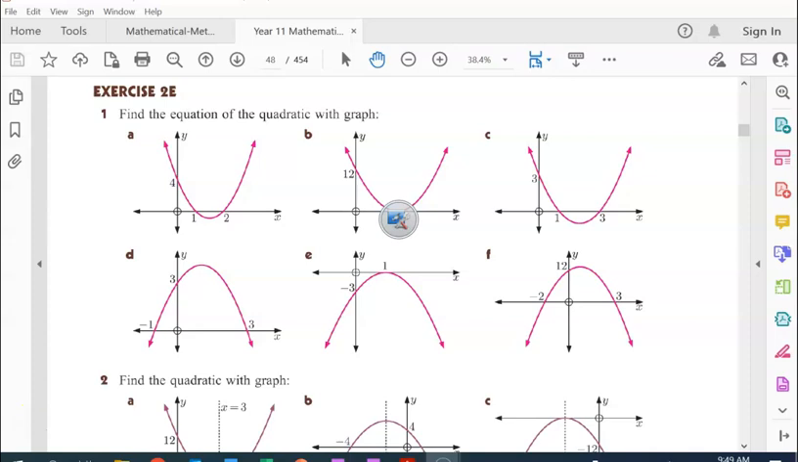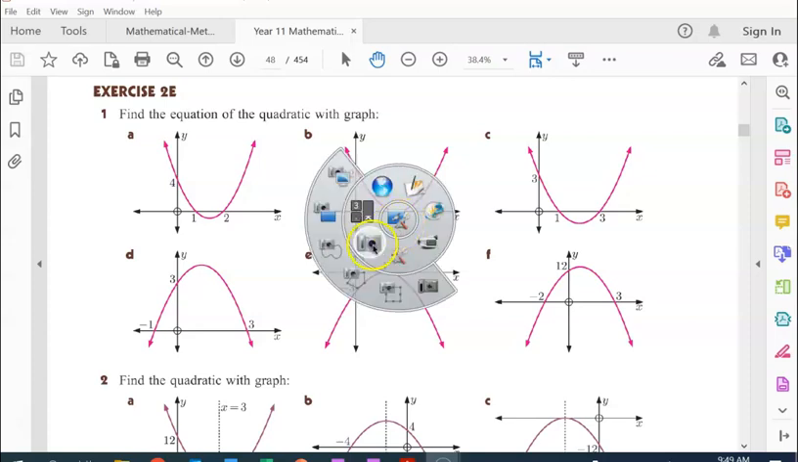Already, before I even do d, what value do I know my a will be? As in, is a going to be positive or negative? Yep, a would be negative. So, let's do d.